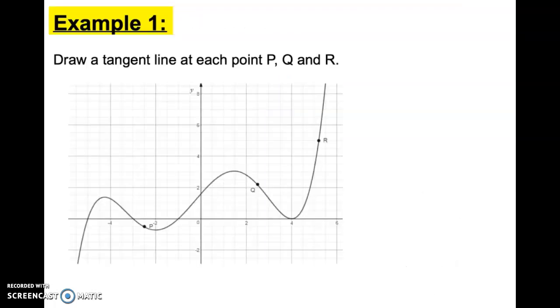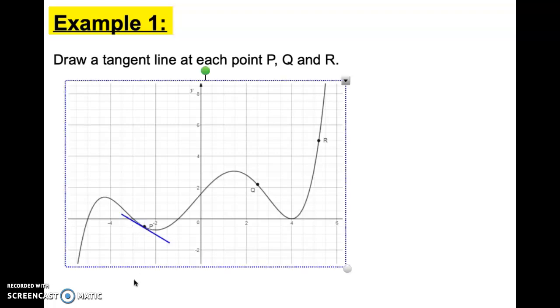So here's our first example, and they're asking us to draw tangent lines at point P, Q, and R. So what I would recommend doing is on your piece of paper, taking your pencil and following the curve along with your pencil until you get to the point. And then move your pencil a little bit so there's about equal spacing above and below. So pause the video and try drawing some tangent lines.